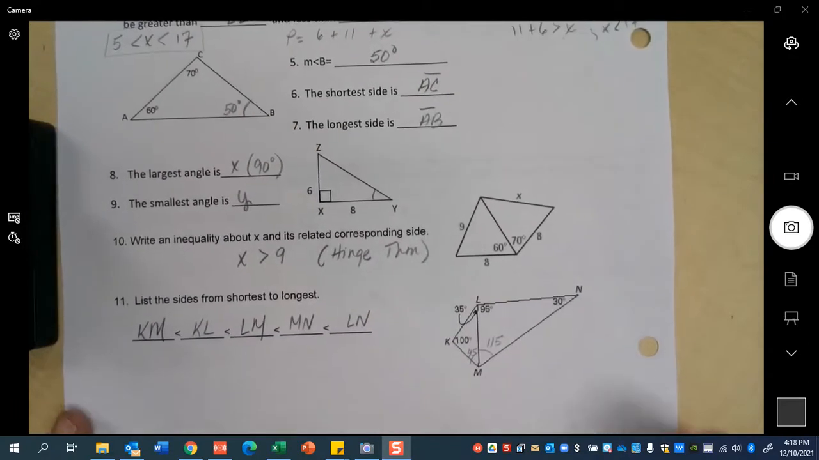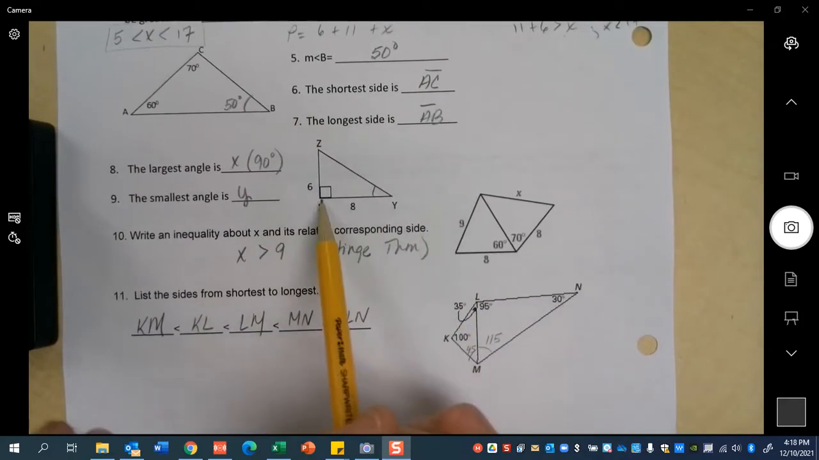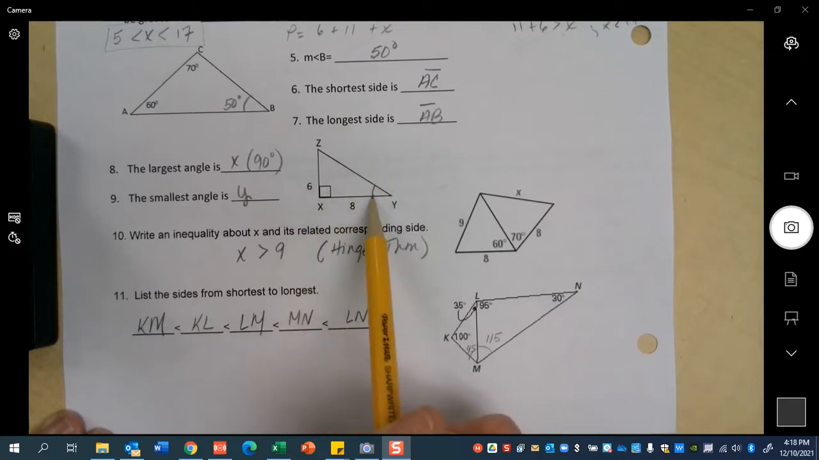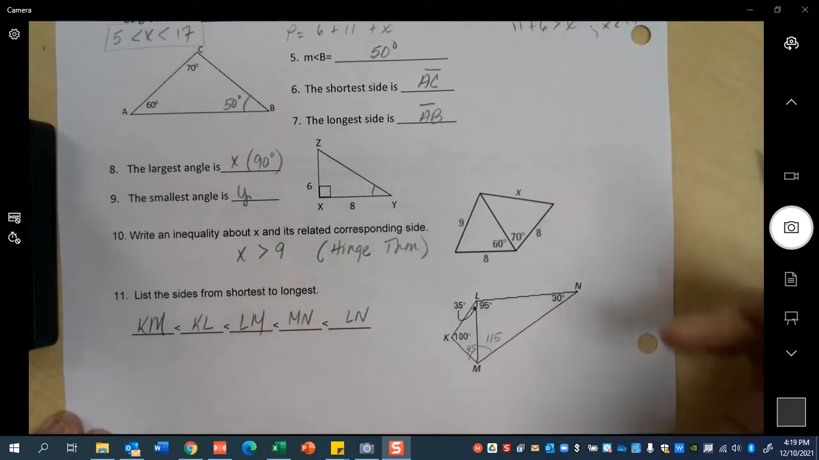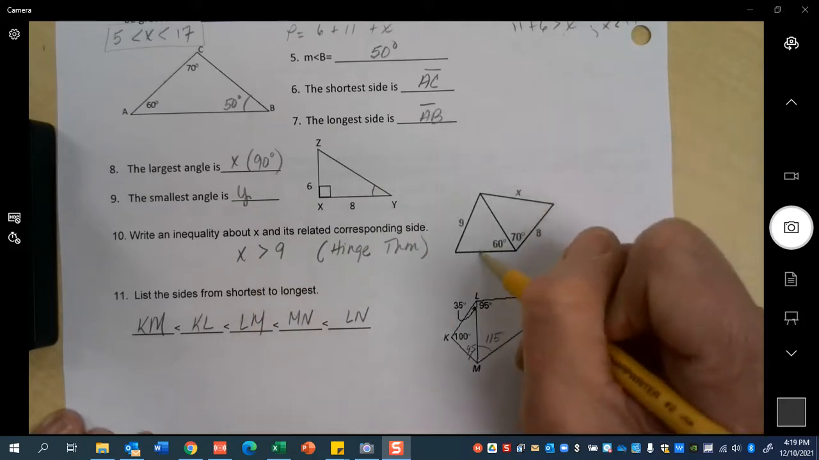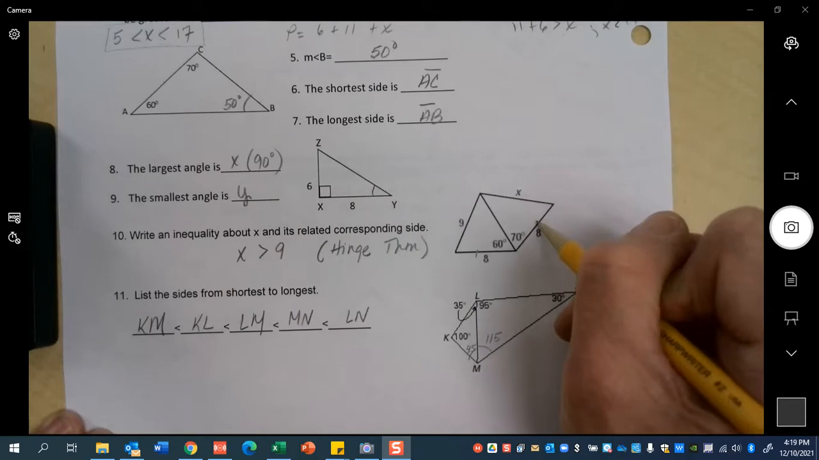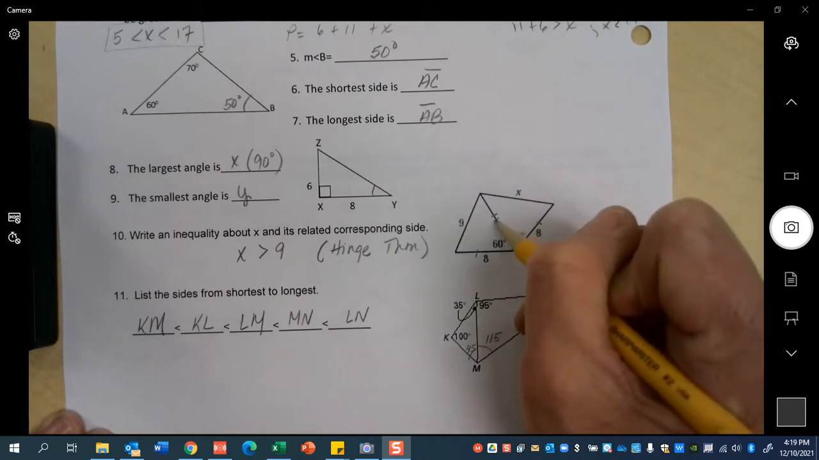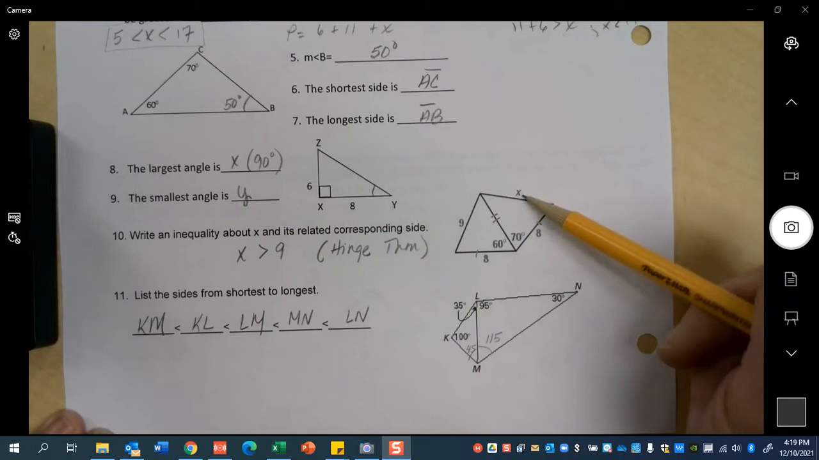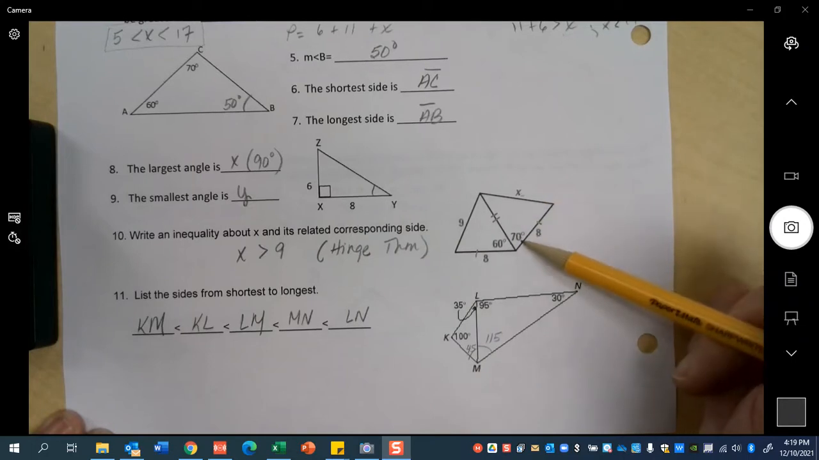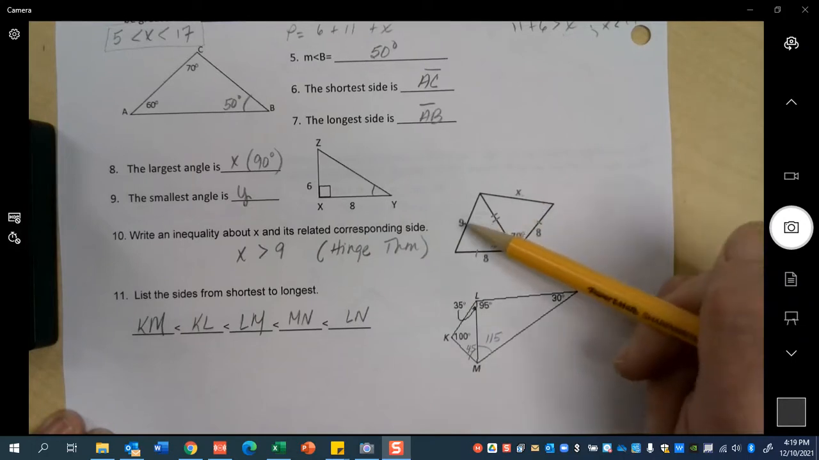For number 8, my largest angle, of course, is my right angle. My smallest angle is opposite my smallest side. When I write my inequalities about my measures of x, because 8 is congruent to 8, and this side is congruent to itself, I know that the larger side is going to be opposite the larger angle, so x has to be bigger than 9.